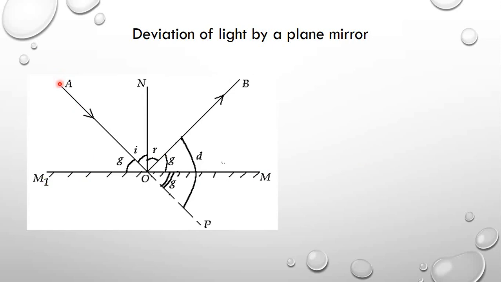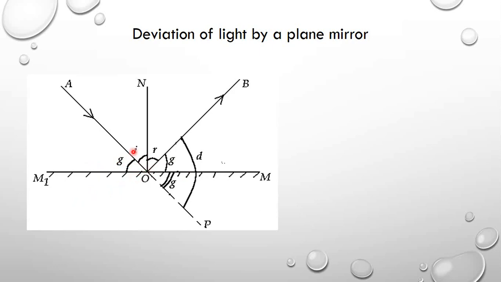So we can see that this ray, AO, was moving towards P, but when it met this reflecting surface, which is the plane mirror, it was reflected towards OB, and therefore underwent a deviation. So this angle D is called the angle of deviation. We also have different angles here. For example, we have G. This angle G is called the glancing angle.